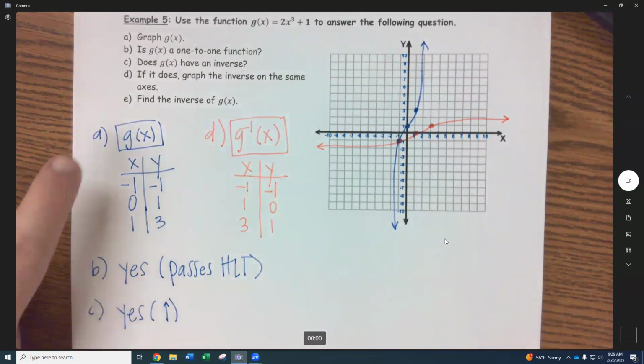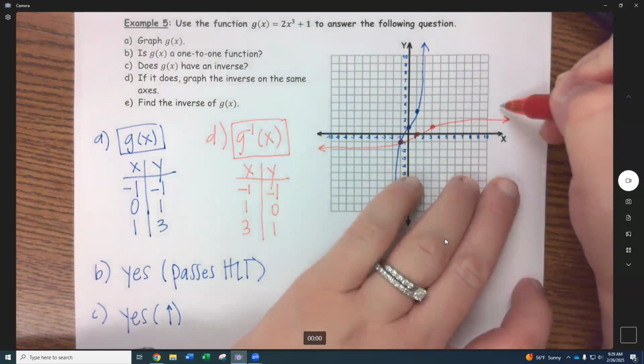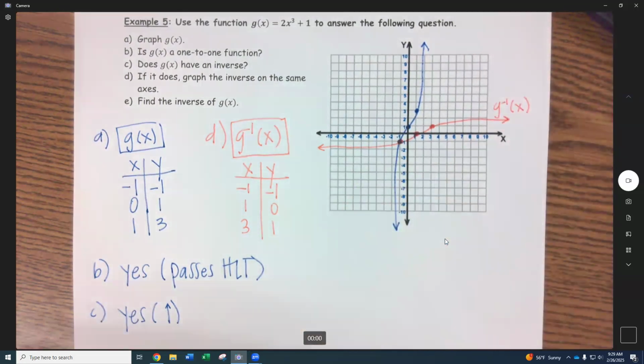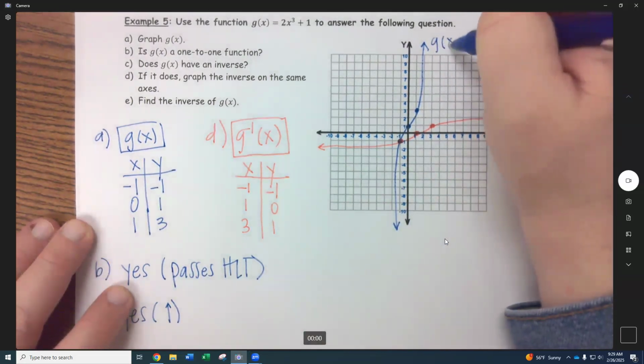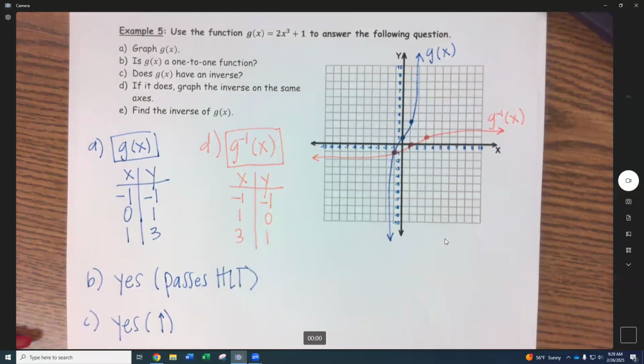Now, one thing I didn't do when I did my g of x was label it, but I'm going to go back and label. So my red is my inverse and my blue is my function.